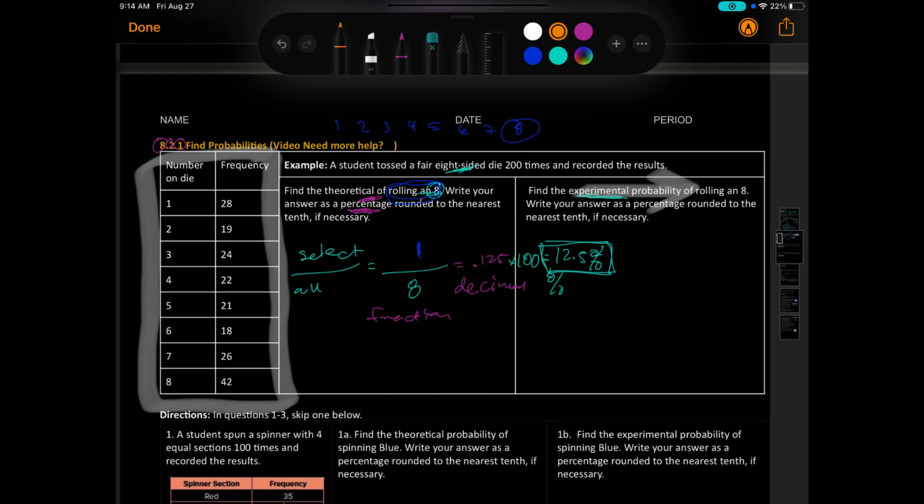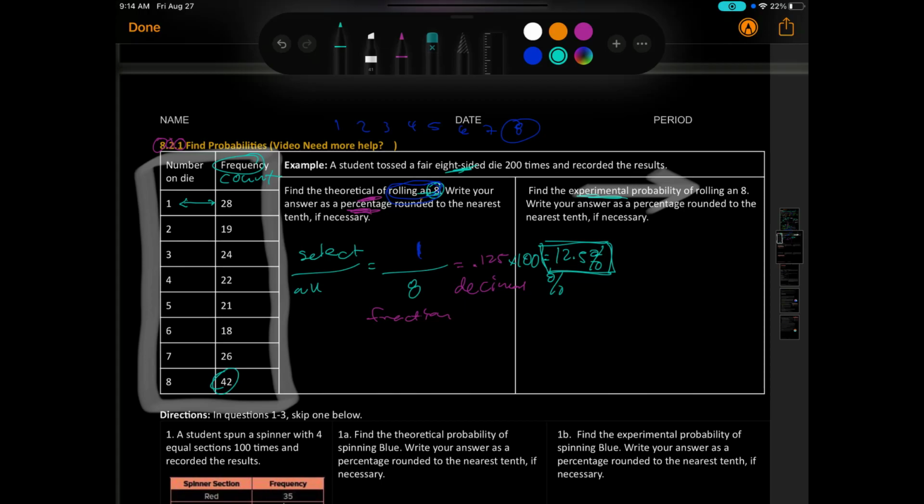28 plus 19 plus 24 plus 22 plus 21 plus 18 plus 26 plus 42 gives me 200. Okay, so I'm just dropping my pen and throwing stuff around here. Frequency means count. So basically, the computer in the simulation, or the student, tossed it and got the number 1 on their die 28 times. Does that make sense? So it's a count.